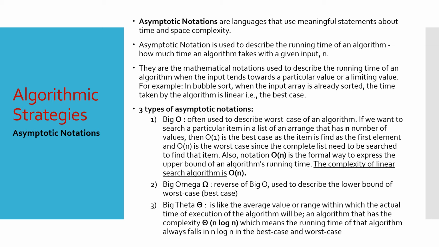It's between both the last two types. It is the range within which the actual time of execution of an algorithm will fall. So it will go between a range of theta of n log n. Theta is nothing but n log n. In mathematical terms, this means the running time of that algorithm always falls in n log n, between the best case and worst case scenario. So it's a mathematical definition of it. I wouldn't confuse you further on this.